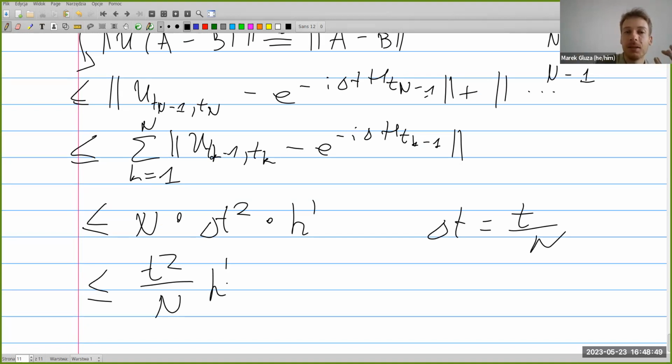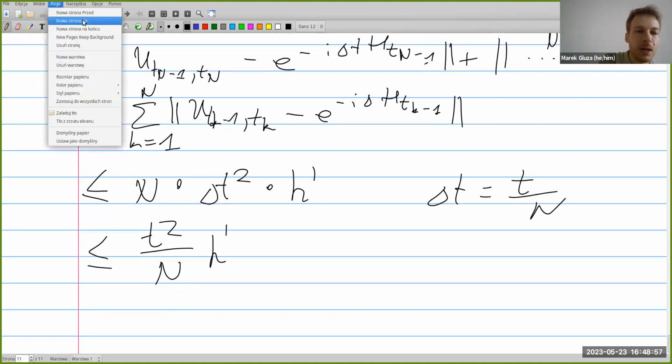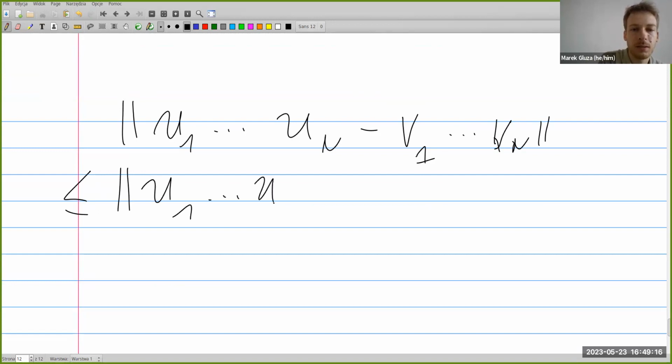But the last part is something that we should be familiar with already. So I will talk about this a little bit more. If I have a sequence of unitary operations U_1 until U_n, and I have another sequence V_1 until V_n, then I can bound this by always inserting U_1 until U_n like this. And then I can do, for example, plus or minus U_1 until U_{n-1}.